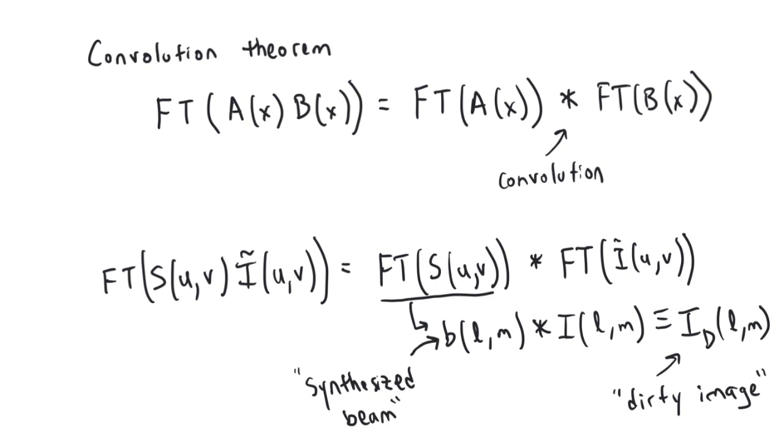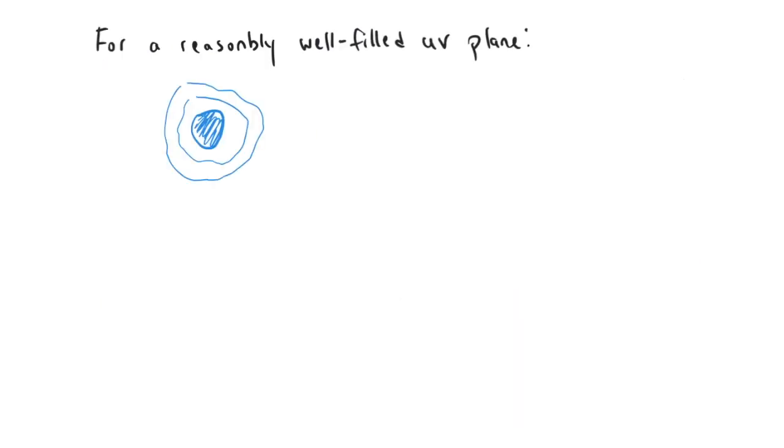If your UV plane is pretty well filled, then the synthesized beam is not too bad. It'll look at its center like a Gaussian. Most things wind up looking like Gaussians at some level. And so this central part we call the main lobe. And then typically there are concentric, maybe not always perfectly circular, but concentric side lobes around it.